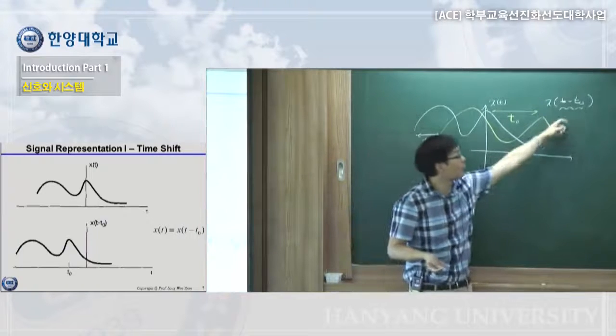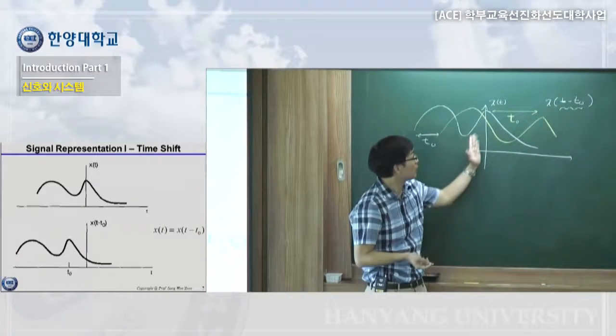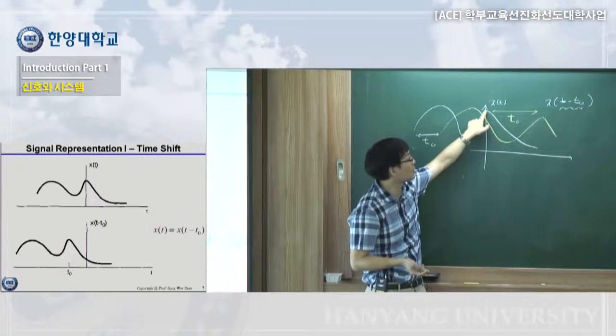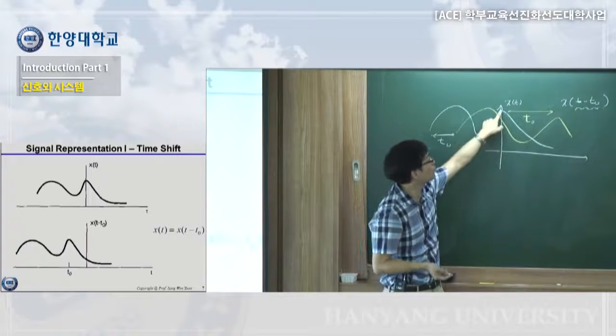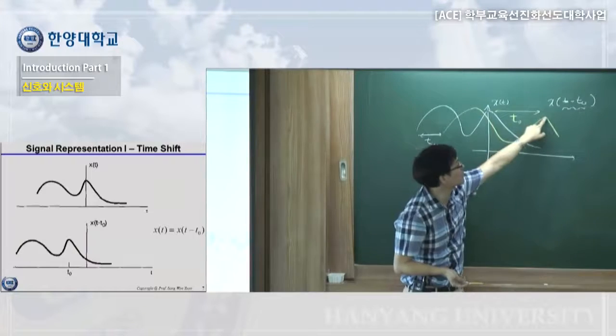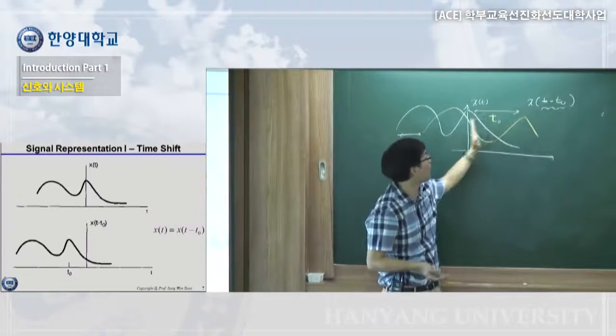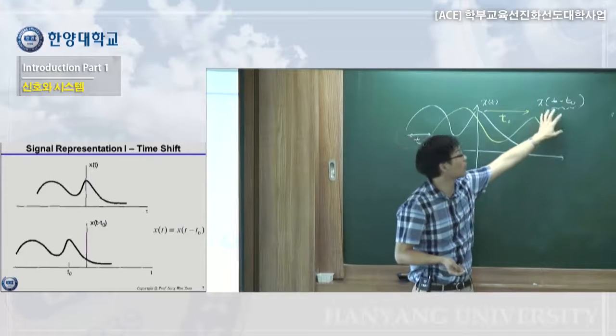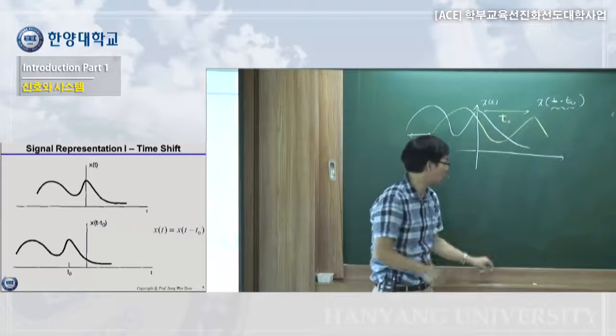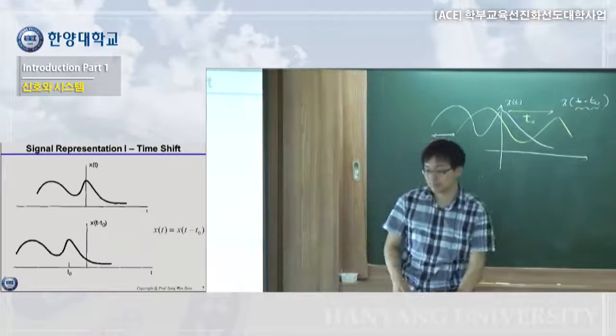So this minus t0 means we have to wait. Say the signal starts at time 0, but to start this same signal, this yellow signal, we have to wait t0. That's how they define it. So this one is also called time shift.